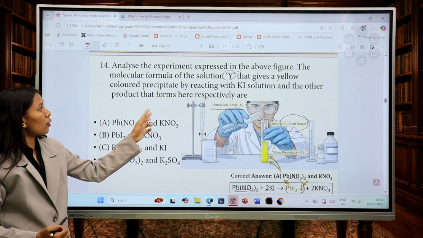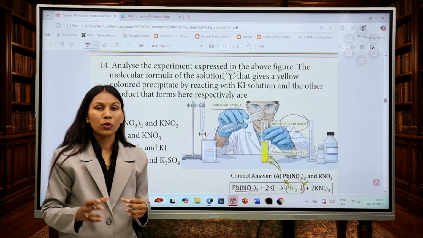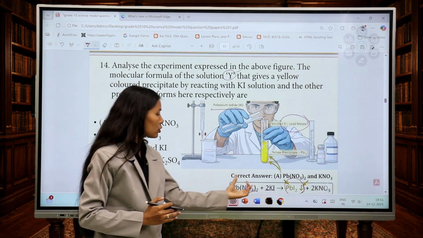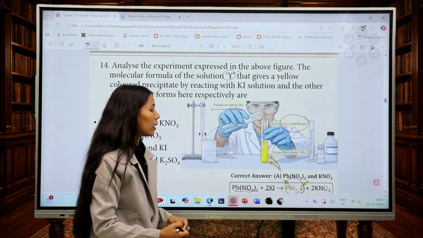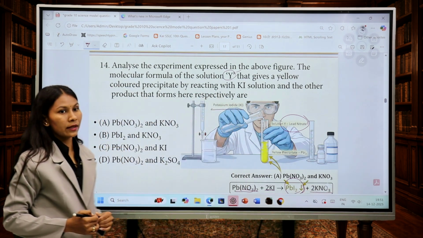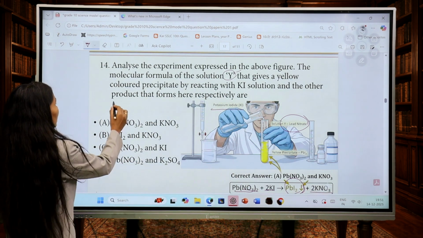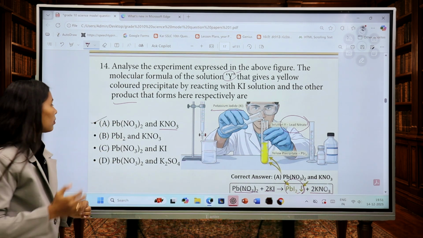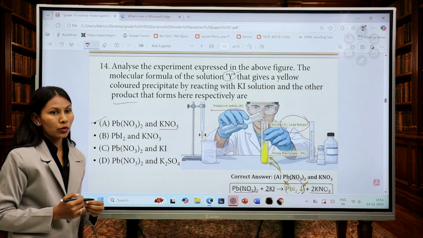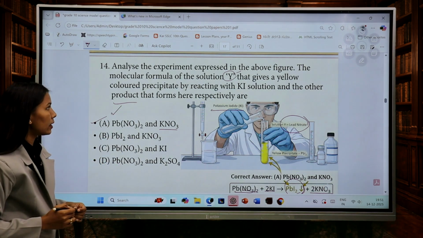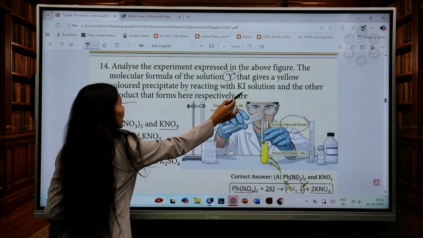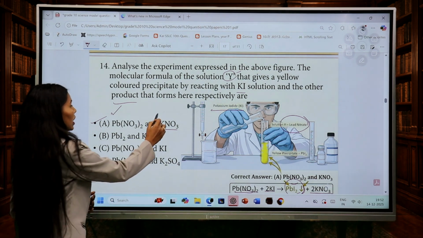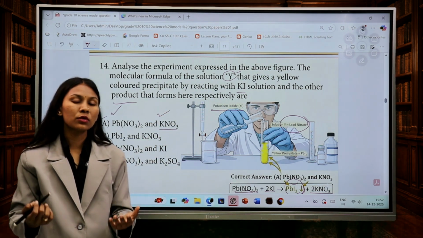And the other product that forms here respectively are, so we need to find what is the Y solution and what is the other product that is formed. Once these two react, they form lead iodide and 2KNO3, that is potassium nitrate. Understood? So here the other product is KNO3. The answer for this will be option A, means lead nitrate and KNO3. Here Y is lead nitrate, which is reacting with the potassium iodide to give a yellow precipitate. Again, the other byproduct will be KNO3. Understood, children? So let's go to the next question.